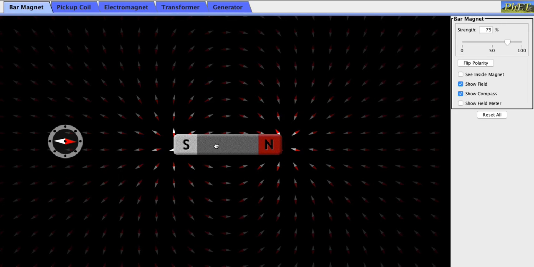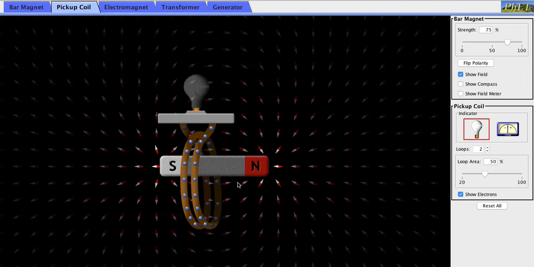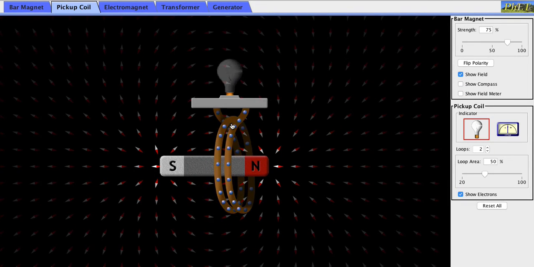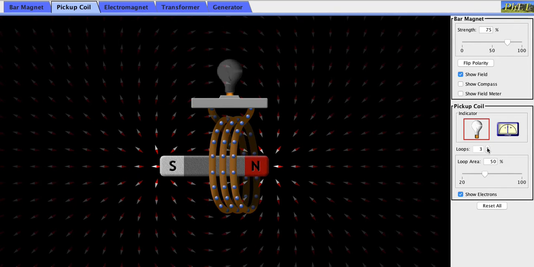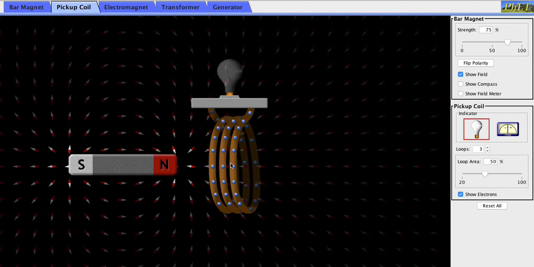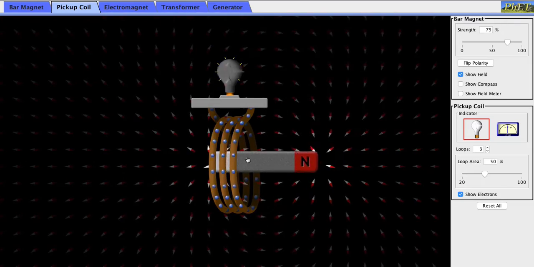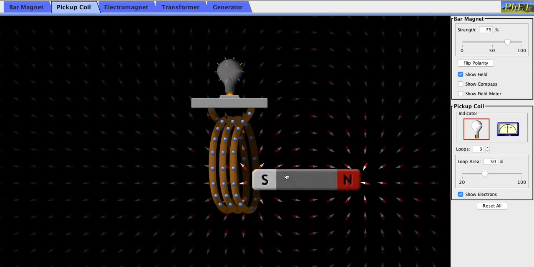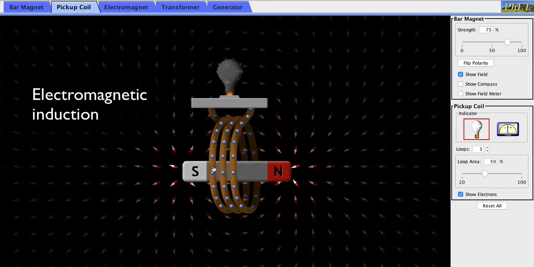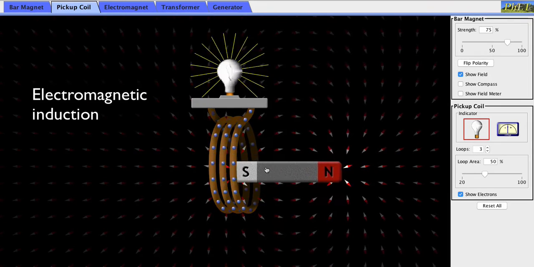And then we're going to add a coil to it, okay? In fact, I'm going to add 3 loops to this coil, okay? And you'll notice that the blue lines here are the electrons. Now notice what happens when I move the magnet through the coil. Okay, so when I move the magnet through a coil, this is what's called electromagnetic induction.